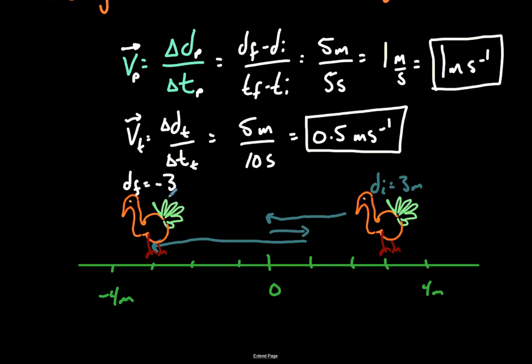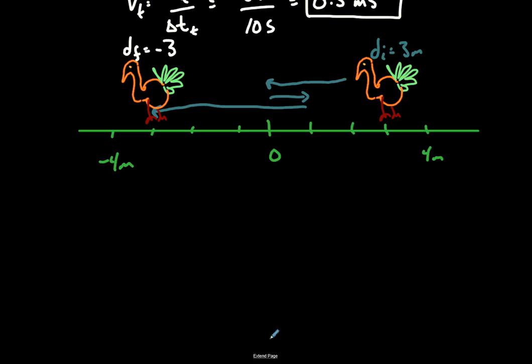So the final position of the turkey is -3. Here's a couple of interesting things that happen with this. The first thing is velocity does not care that the turkey went backwards. If you look at what we said velocity was, it's just the average rate of change for this turkey. It's not smart enough to know that the turkey went back and forth.